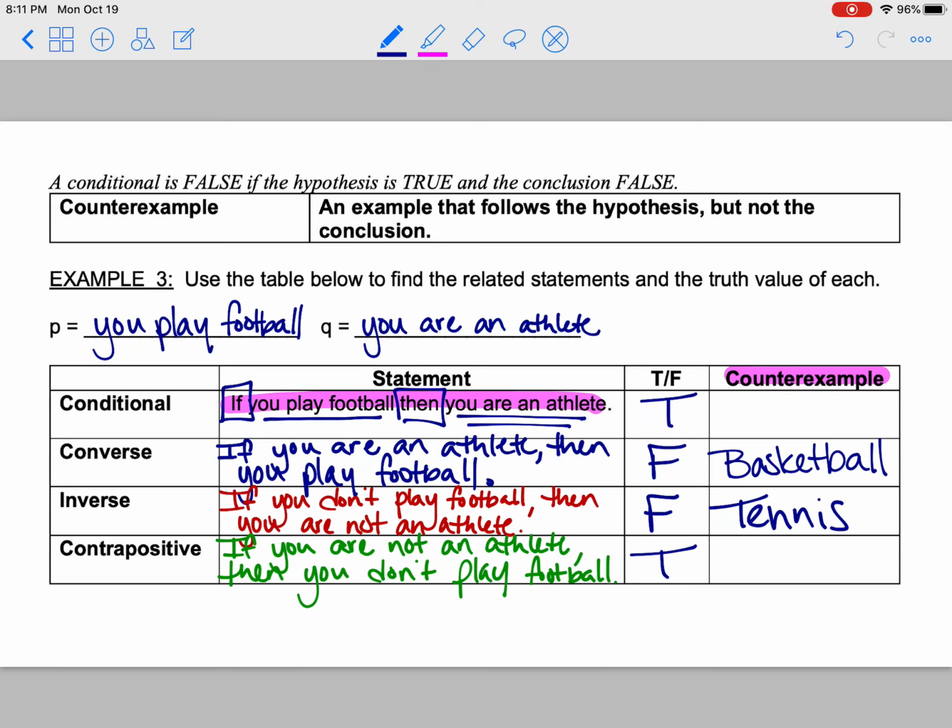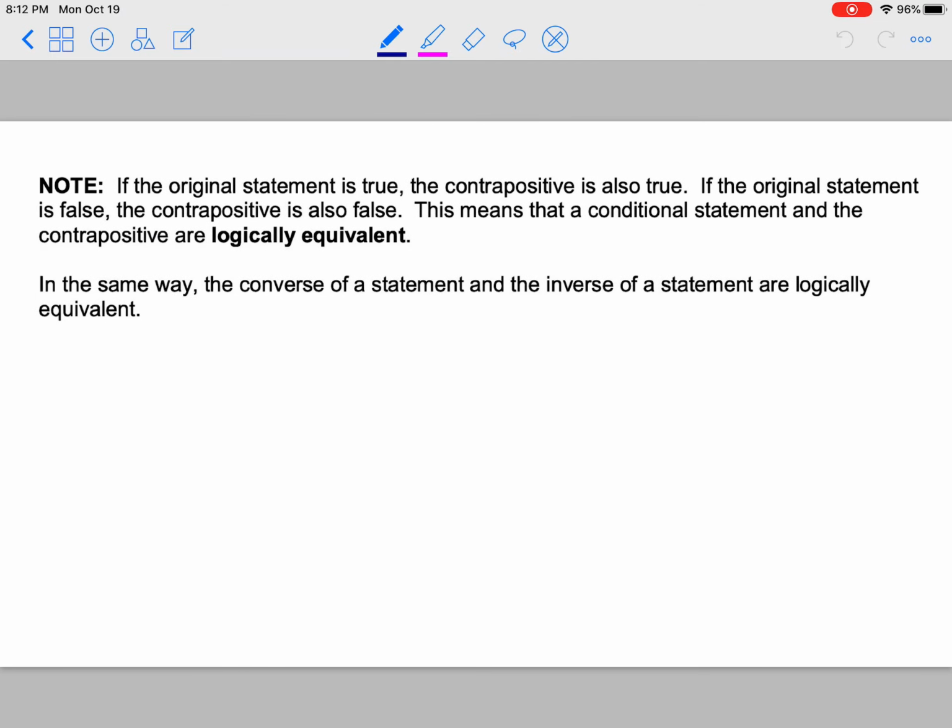Same thing goes for the converse and inverse. They will always match up and be the same. If the converse is false, the inverse is false. If the converse is true, the inverse is true. They always have the same truth value.